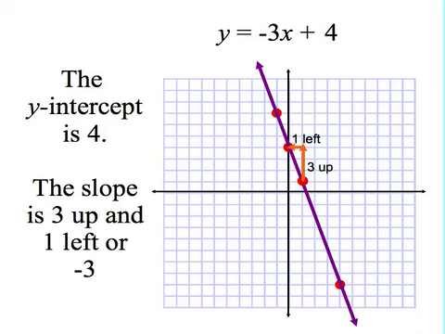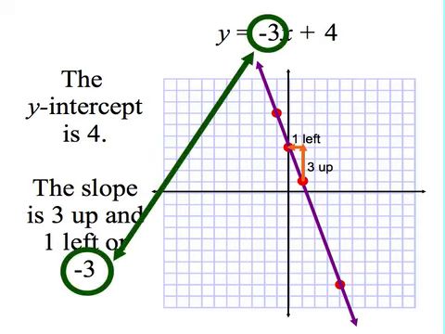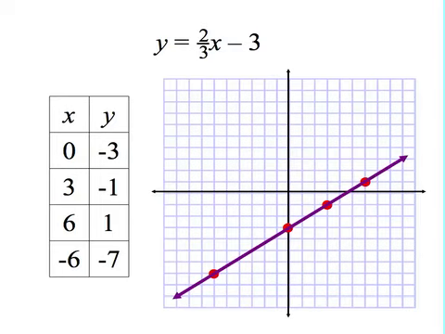Pick 2 points and we go 3 up and 1 to the left. That gives us a slope of 3 over negative 1 or negative 3. Notice there's a negative 3 in this equation. Well, let's look at another one.